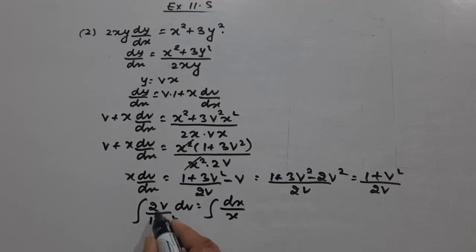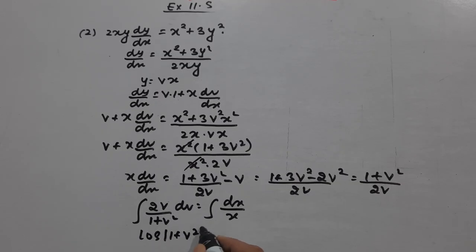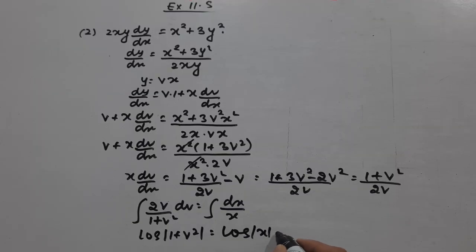So the integral of this factor will be log (1 plus v square), the function is this and its derivative is in the numerator, so it will be log (1 plus v square) equal to log x, and plus we can write log c. So on simplifying it we get like this.